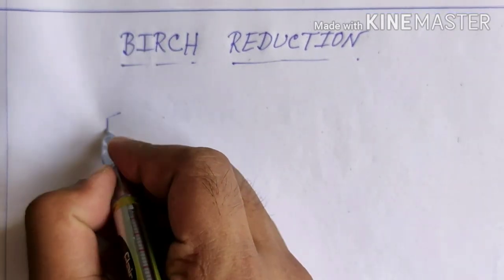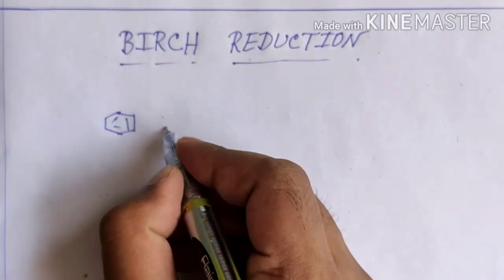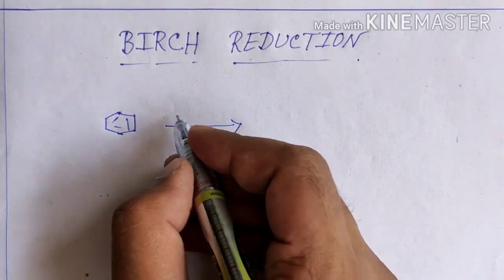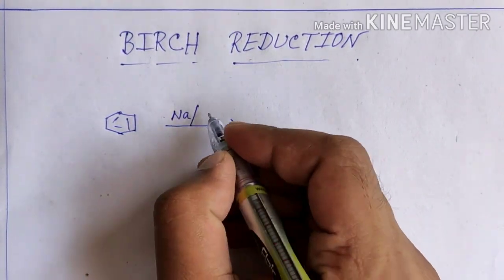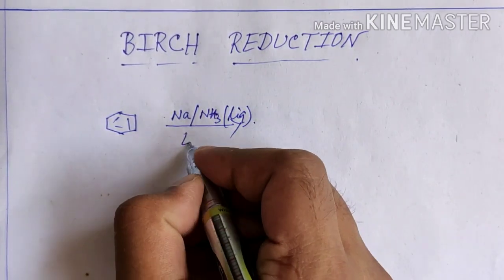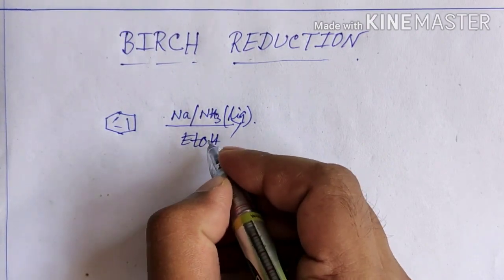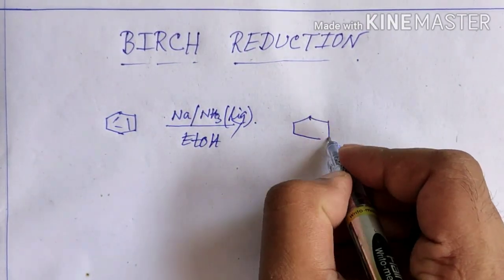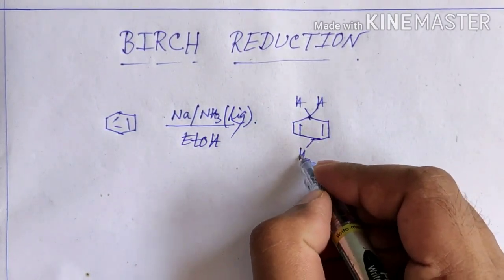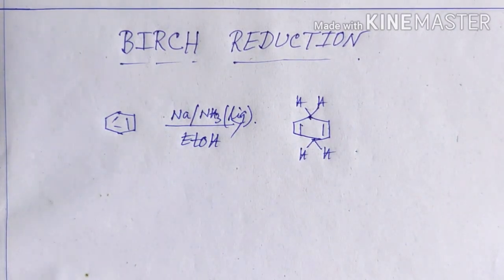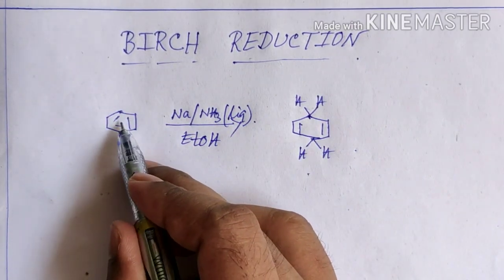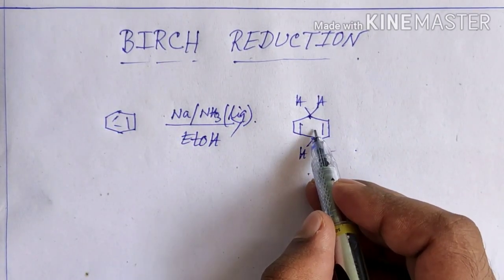In Birch reduction, generally a benzenoid system, that is a molecule which contains a benzene ring within it, is reduced in presence of sodium, liquid ammonia and ethanol as a proton source. It gets reduced to 1,4-diene, which is thermodynamically less stable, since from a conjugated system it converts to a non-conjugated system.